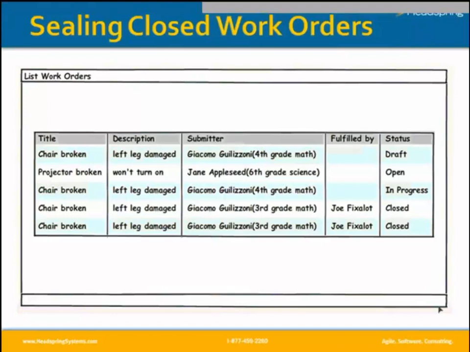So we see in the table that the in progress and the draft work order by Giacomo do have his new job title, because he has a new job title, and the old ones have the old job title, because our business rule is once it's closed, we seal that work order. Okay, so that's what it looks like on the screen.